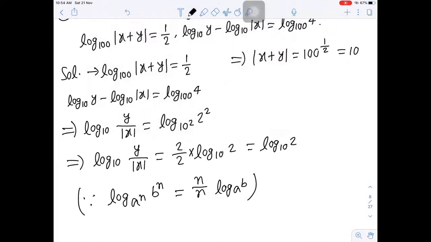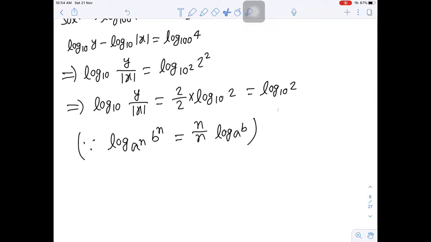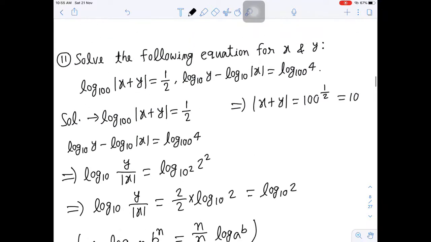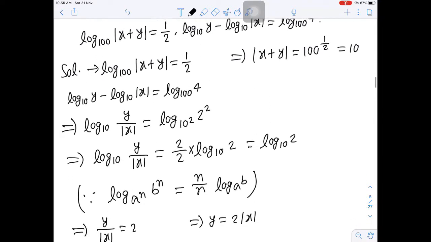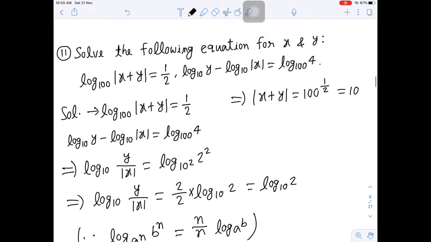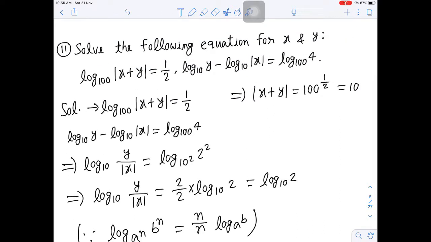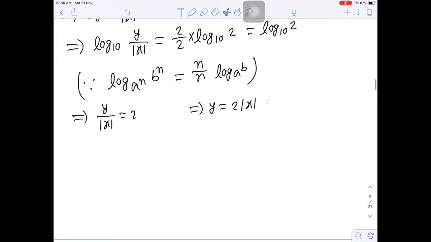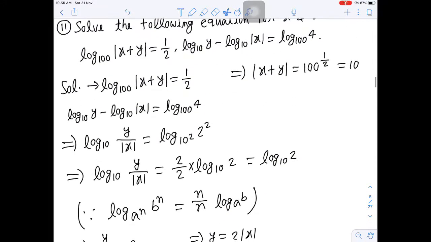Okay, now if you compare on both the sides, log base 10 will get cancelled, so you'll get y by absolute value of x equal to 2. So you're getting y divided by absolute value of x equal to 2. Then you will get y equal to 2 times absolute value of x. Okay, next, first of all, what we have got over here is that absolute value of x plus y is nothing but 10, and we have also got y equal to 2 times absolute value of x.